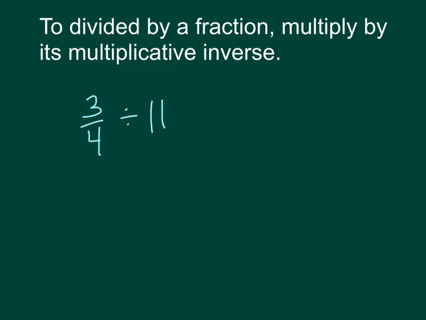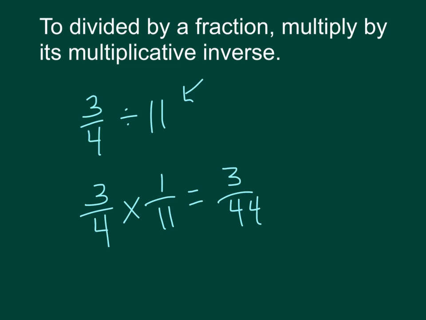If I ever have a problem like this, 3/4 divided by 11, okay, I'm just going to go 3/4, and I'm going to times by the multiplicative inverse of what I'm dividing by. So 11 is 11/1, so the inverse would be 1/11. Okay, and once I do that, I get 3/44, and that's in simplest form.